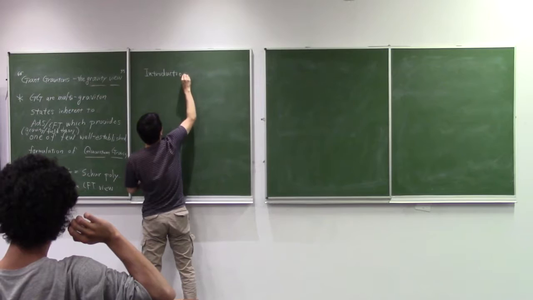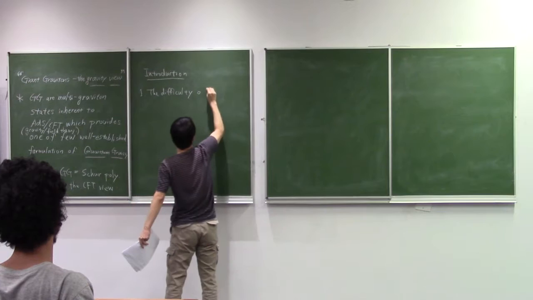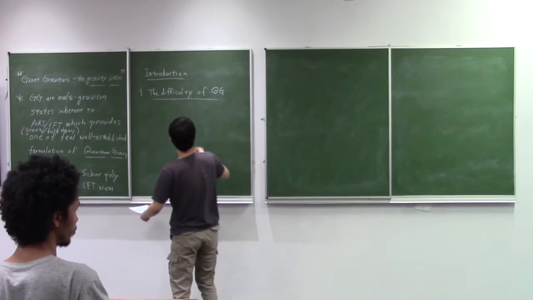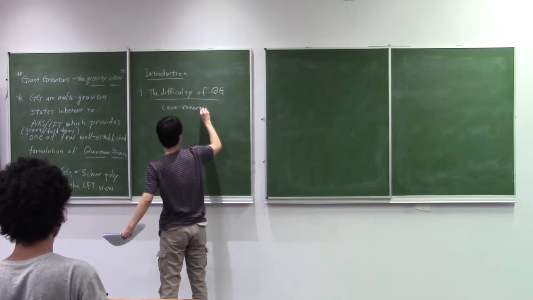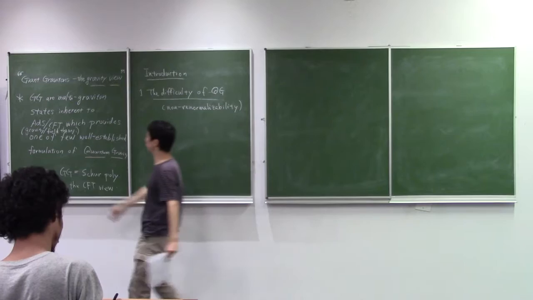So the first part: the difficulty of quantum gravity. Why it is so difficult, or non-renormalizability. Because if you don't know why this is difficult, you wouldn't appreciate the importance of AdS/CFT.